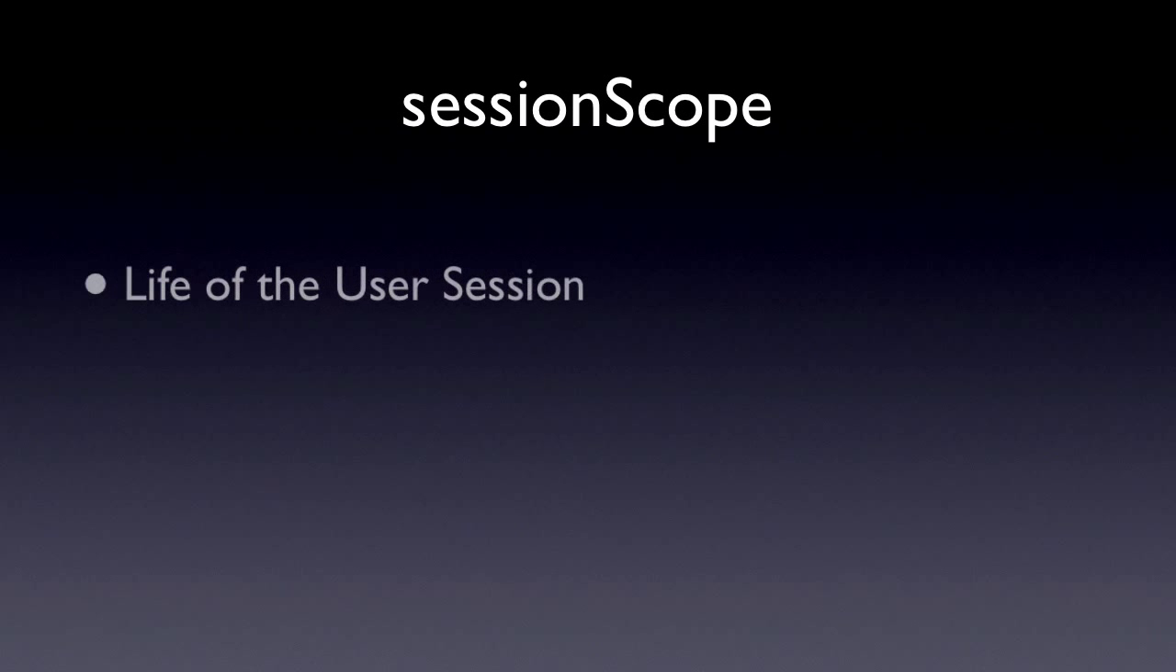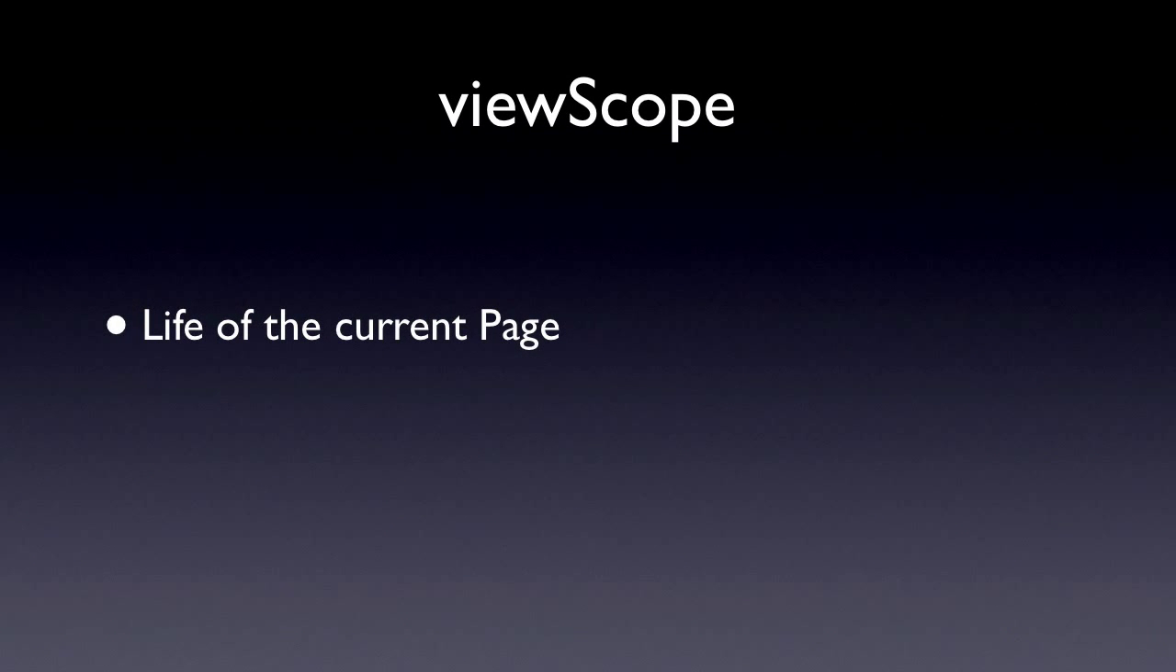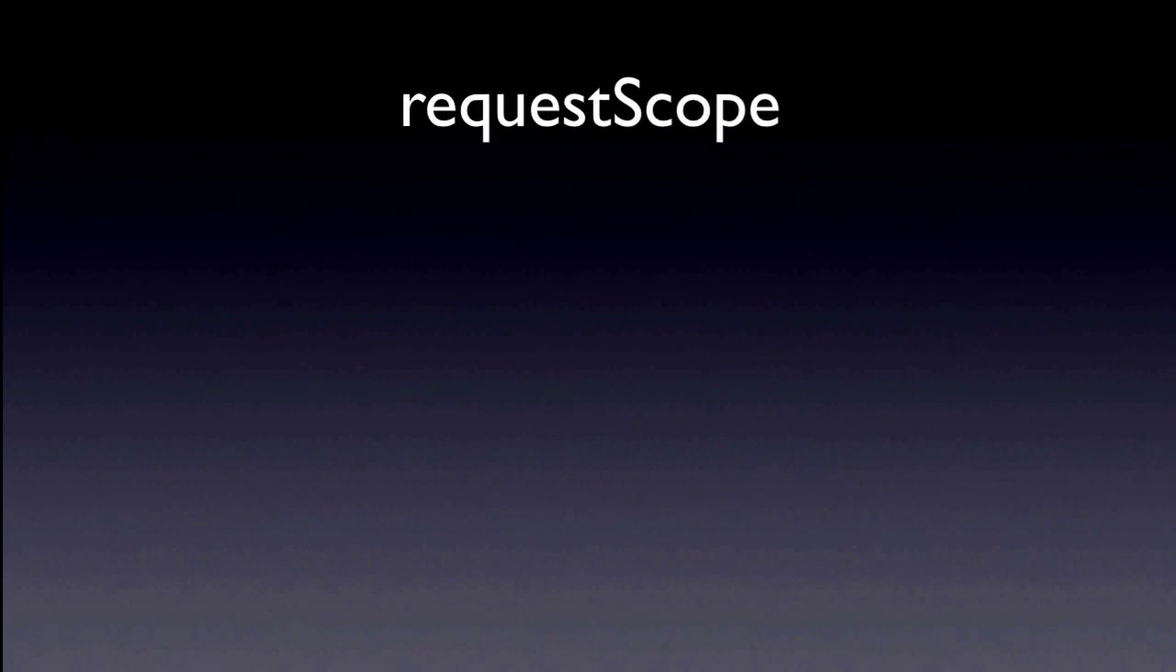Session scope. This has a lifespan of the user session, so whatever you put in here is always going to be available to the user. It's good for passing data from page to page where you might have used URL parameters or maybe a temporary cookie, because quite frankly, cookies are for eating. The view scope. This has a lifespan of the current page. I used this in show number 3 of the searching. I had an edit box with a search term in there, and I didn't need that search term in other pages. And when I came back to that page, I wanted it to be clean. So I used view scope because I knew that variable would be cleaned out.